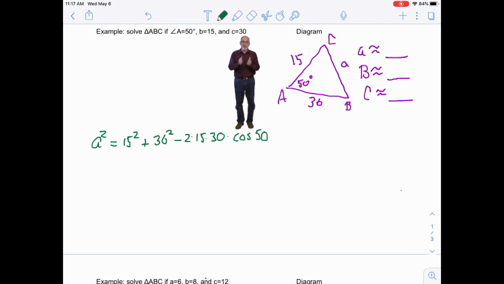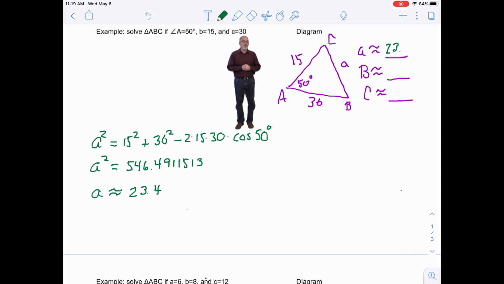Now that we can do on our calculator. So A squared is going to equal this calculated out. So use your calculator to come up with that number, which in this case is 546.49, etc. It's a long decimal. Then we just take the square root of both sides. We get our answer to be approximately 23.4 when we do it to one decimal place. So what we want to do is make sure we put that in our answer blank, 23.4.